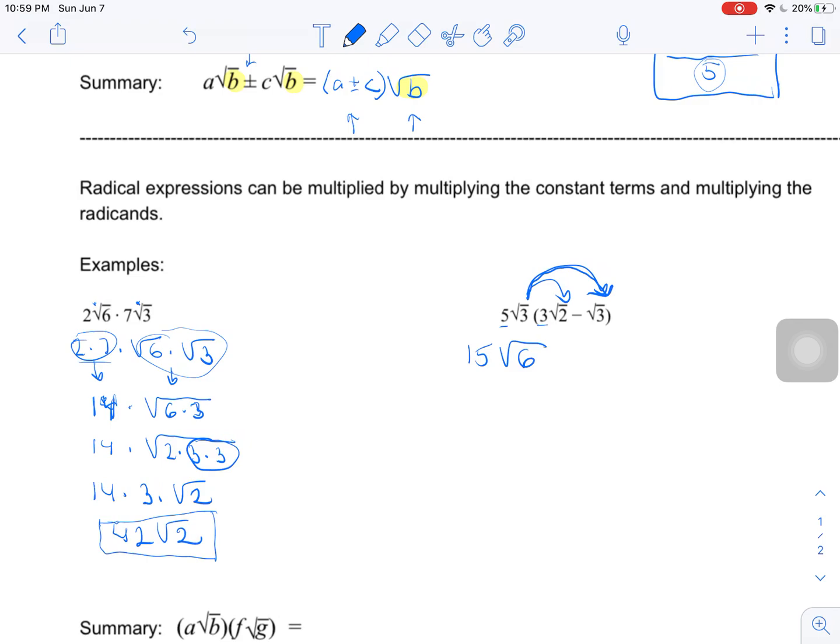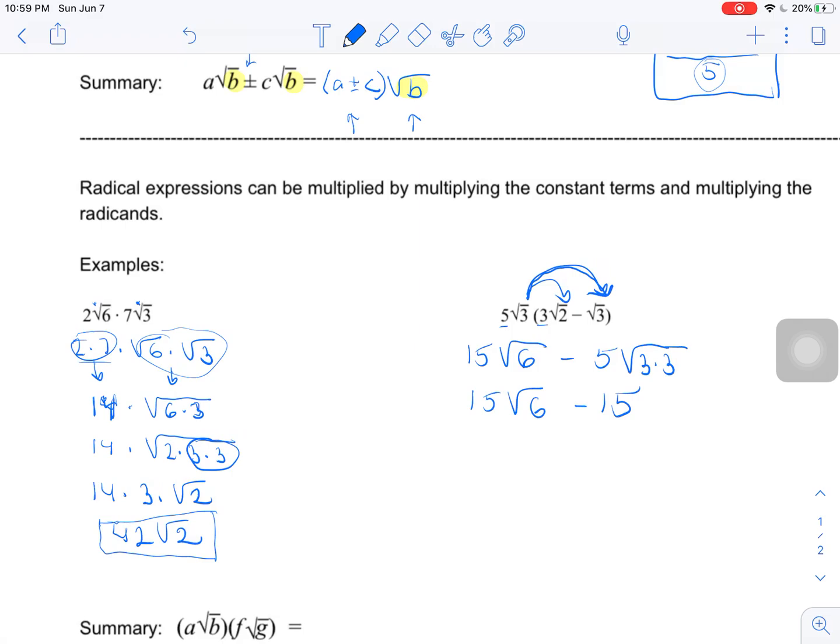And then I can do the same thing with the second part. So minus 5, and in this case, I'm going to end up doing 3 square root of 3 times 3. Well, that makes a perfect square. Square root of 3 times 3 is 9. Square root of 9 is 3, so that's going to turn into 5 times 3, which is 15.